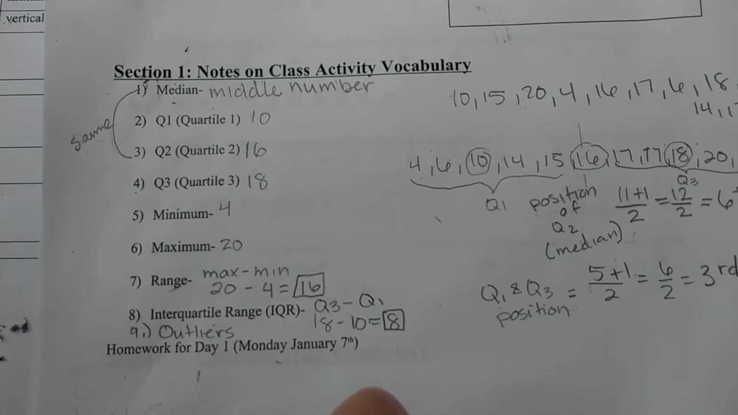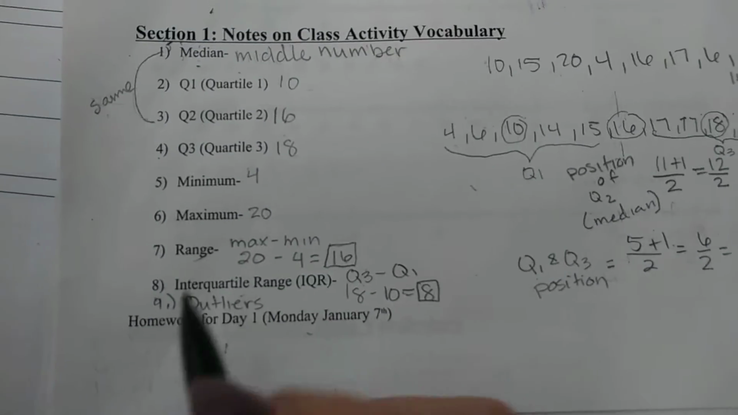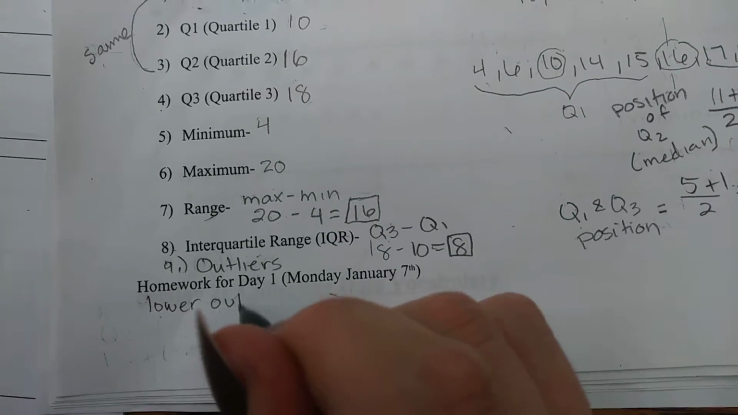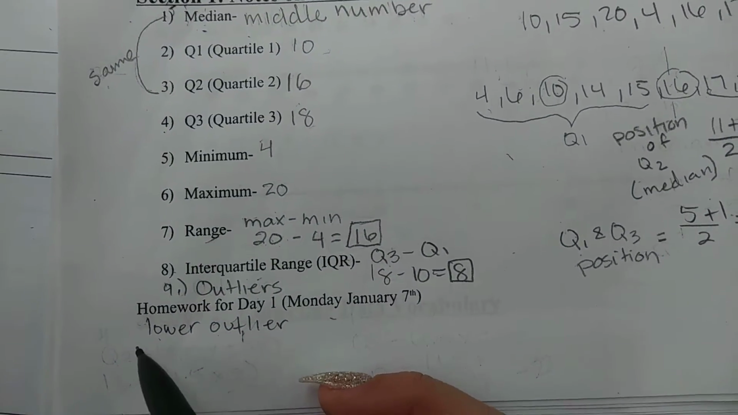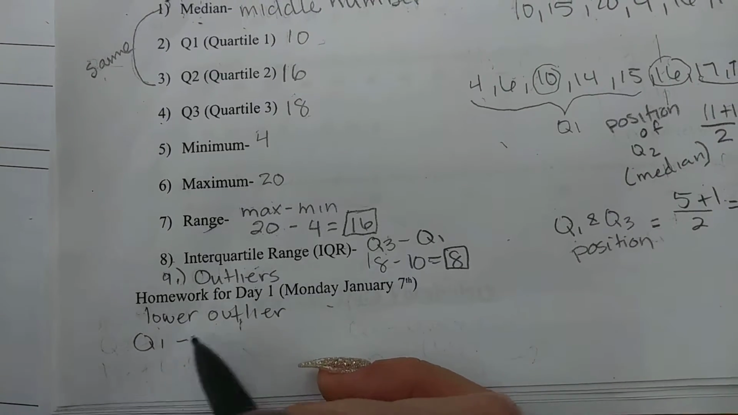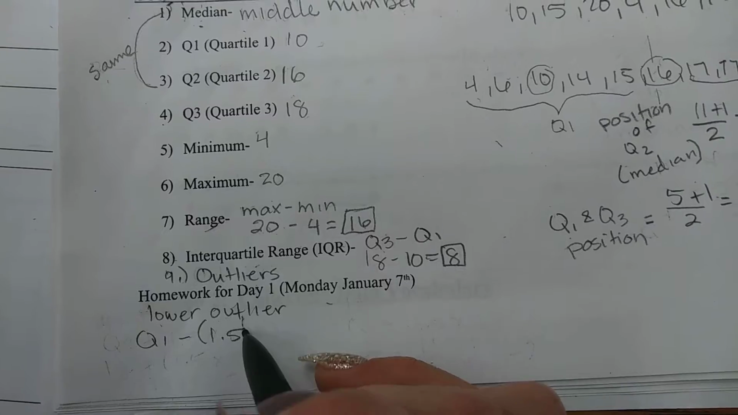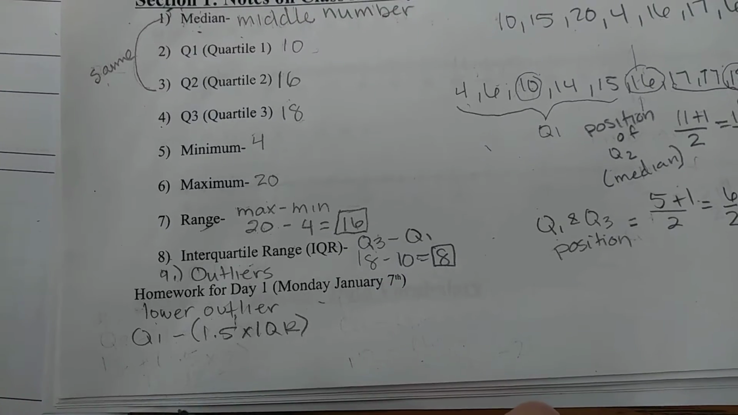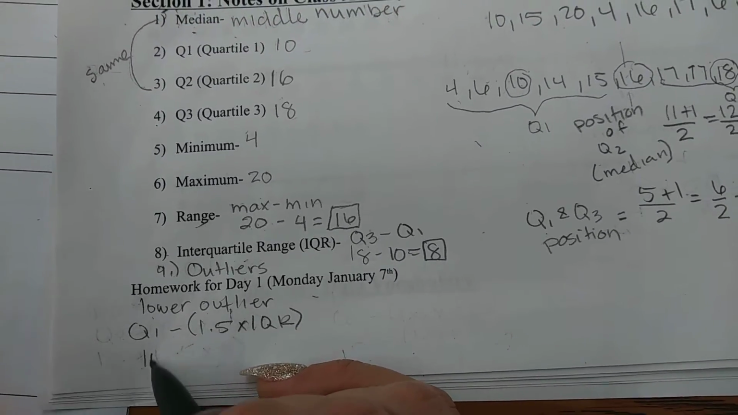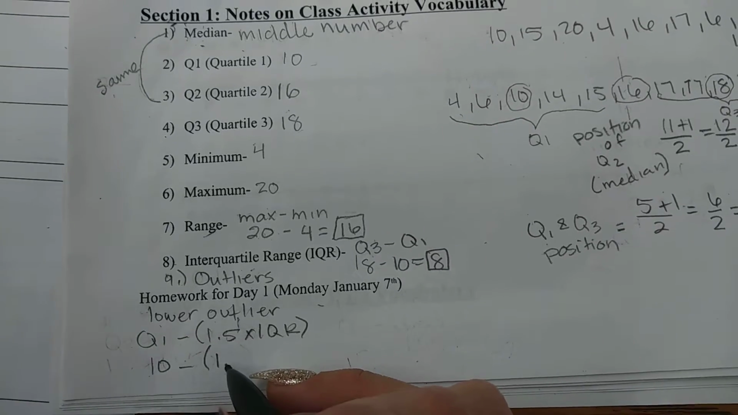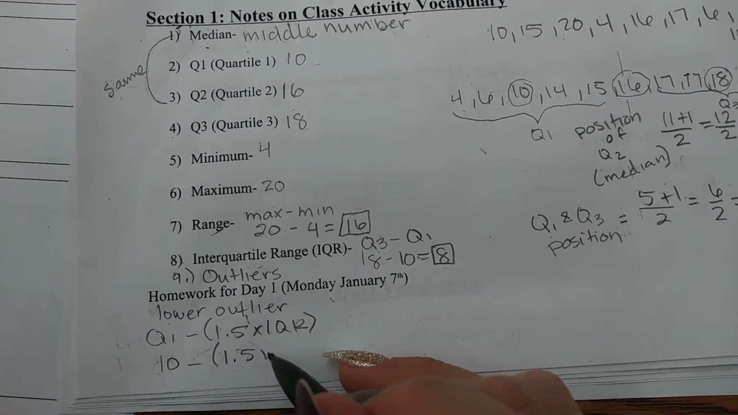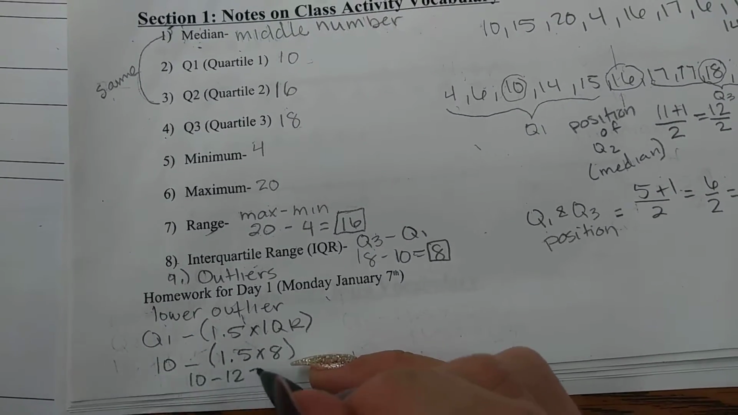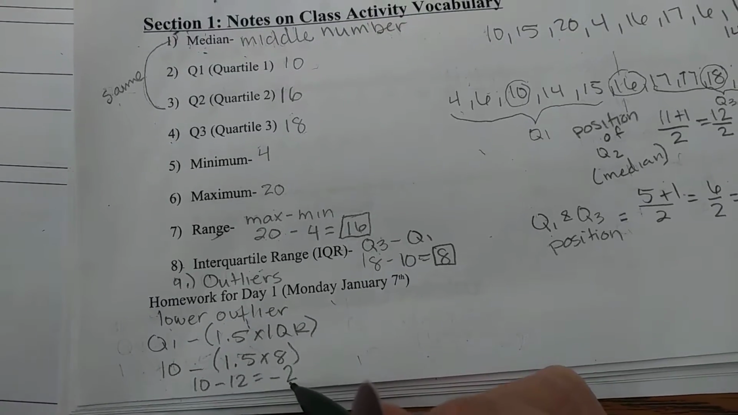For outliers, we have a formula to find an upper outlier and a lower outlier. To find a lower outlier, we will take Q1 and subtract 1.5 times our IQR. Again, our quartile 1, or Q1, is 10. So we'll subtract 1.5 times our IQR, which is 8, and we'll end up with 10 minus 12 equals -2.